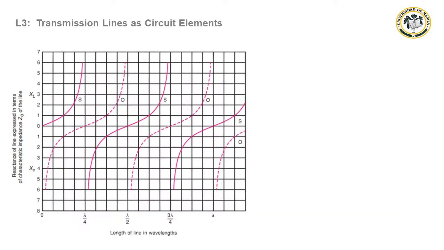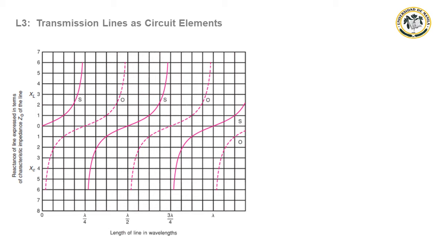The next figure is a summary of the conditions represented by open and shorted lines of lengths up to one wavelength. The horizontal axis is the length in wavelengths, and the vertical axis is the reactance of the line in ohms, expressed in terms of the line's characteristic impedance. The solid curves are shorted lines, and the dashed curves are the open circuit lines.